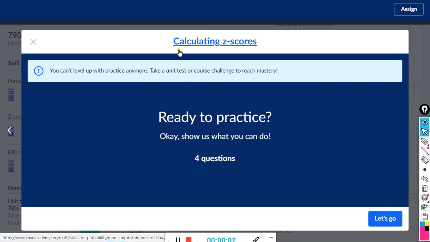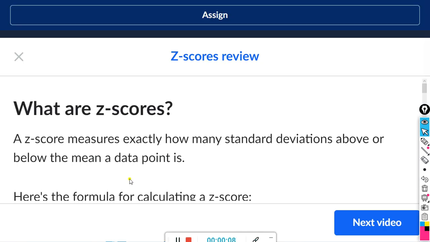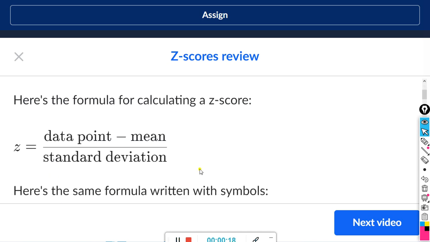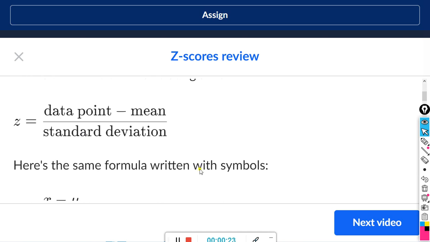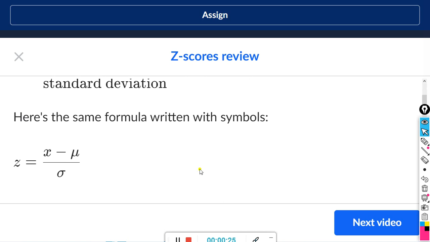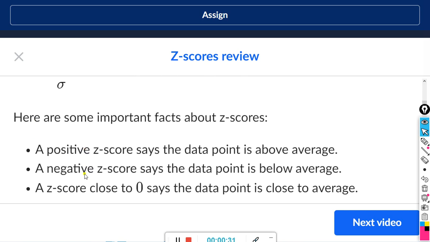This will be for the assignment, calculating z-scores. So just a brief overview. A z-score measures exactly how many standard deviations above or below the mean a data point is. All right, so I'll give you the formula when we start the exercises, and define these symbols.